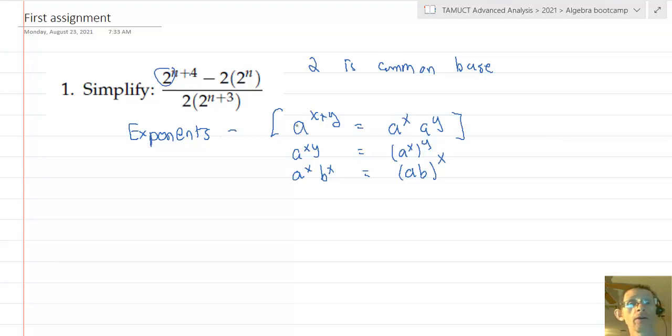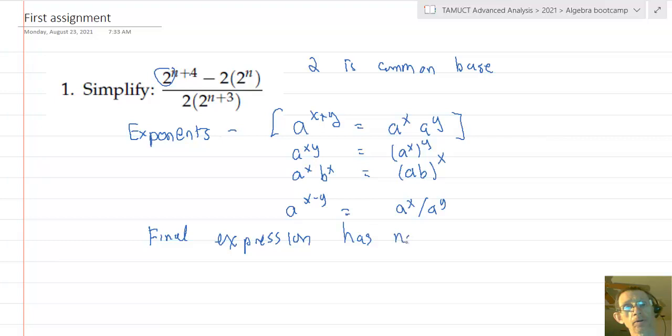Now these rules work the same way for minus. You have a to the x minus y equals a to the x over a to the y. You know that negative exponents are the same thing as dividing. So you should come down to a very simple expression, and the expression should have no n. The final expression has no n. Okay, so that's my hints on problem 1. Let's go on to problem 2.